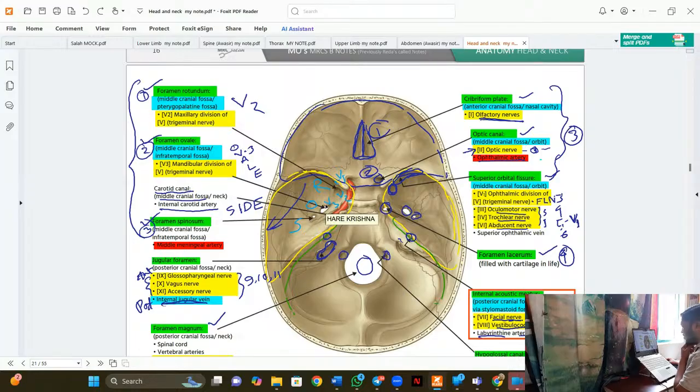Then number 7. 7 is facial nerve. Sorry, yes, facial nerve and vestibulocochlear nerve. They will go through the stylomastoid foramen.